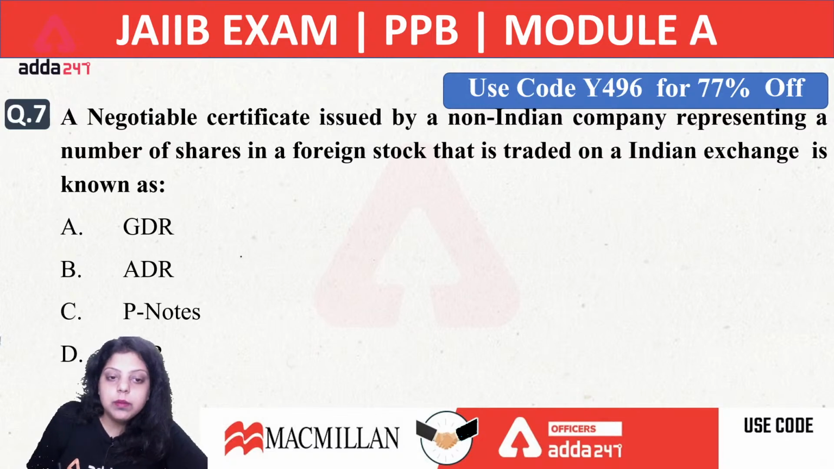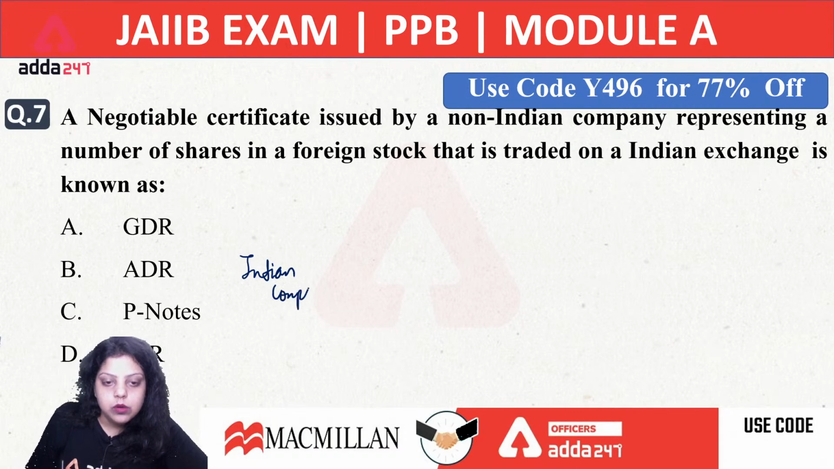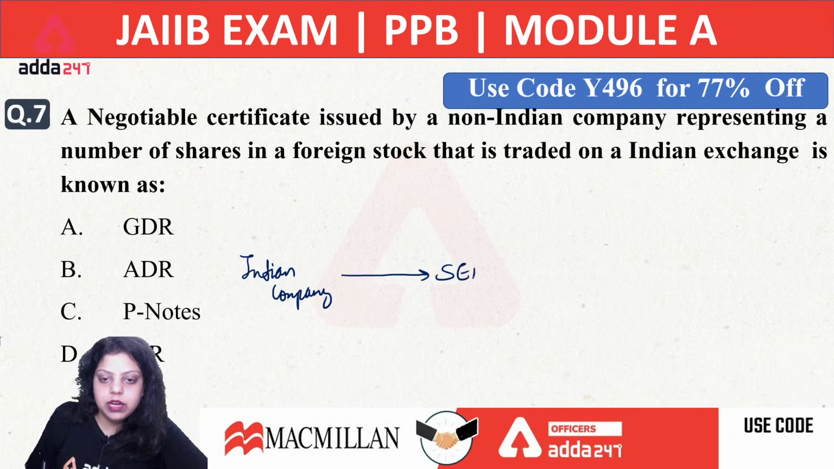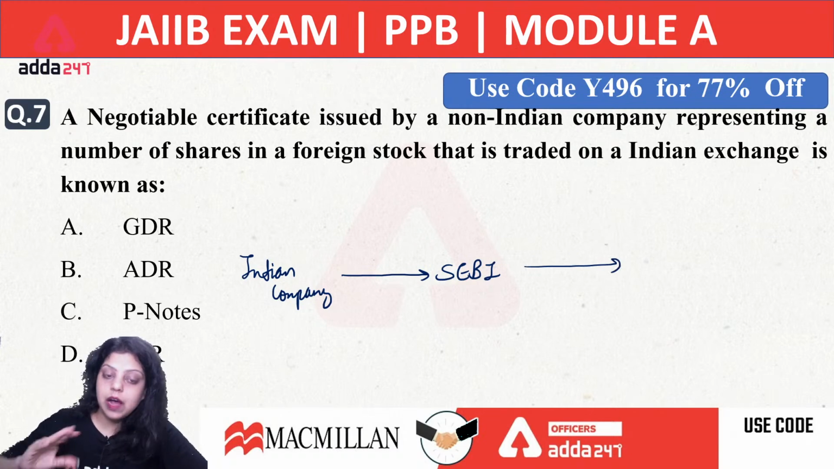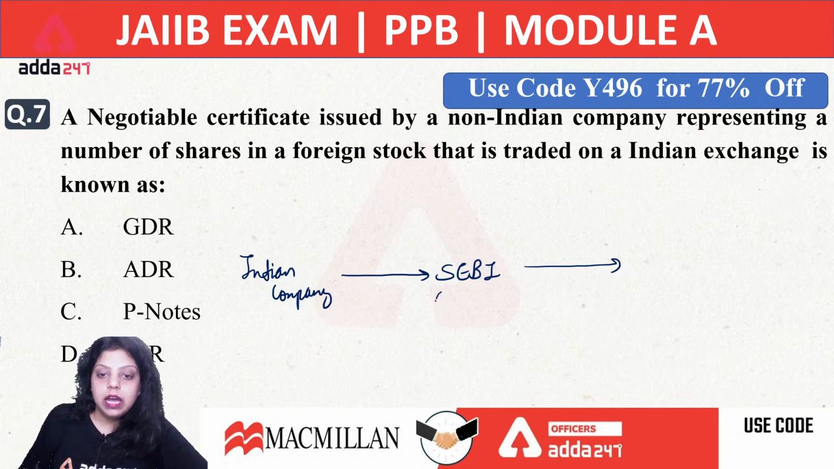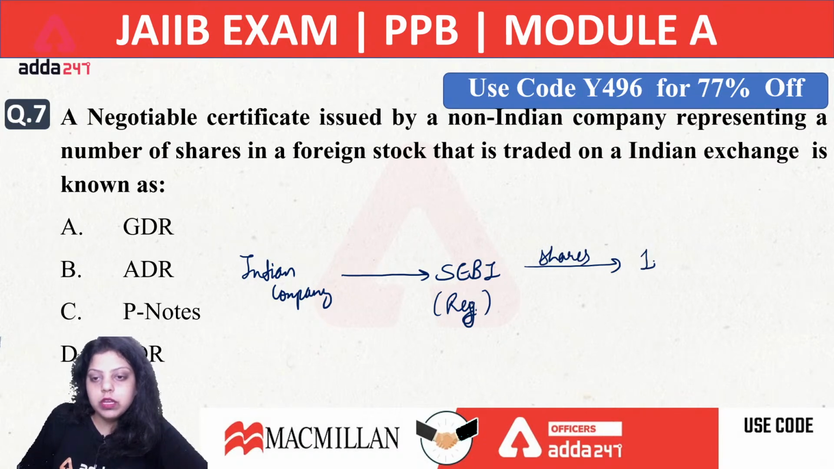When an Indian company wants to issue shares, it goes to SEBI, the regulatory body of the investment market, and then registers with the stock exchange. After registering, the company can issue shares in the market. When a company issues shares for the first time, it is known as an IPO.